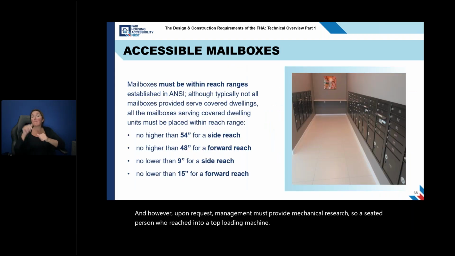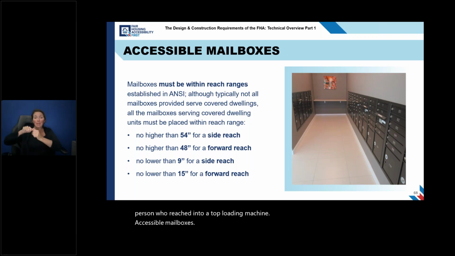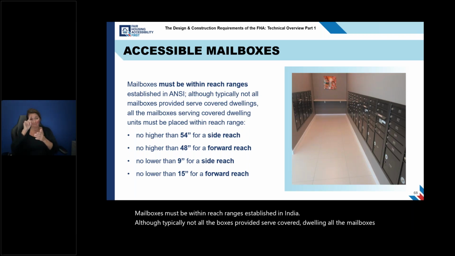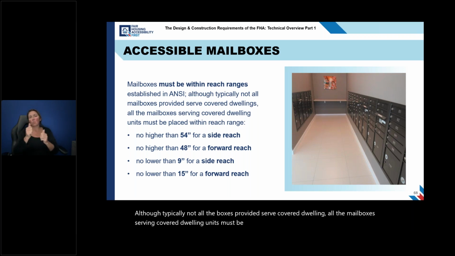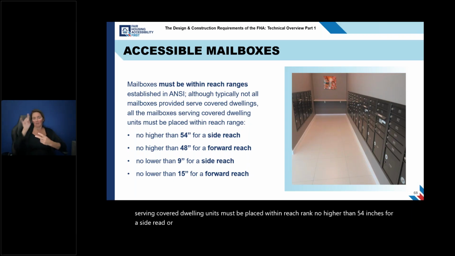Accessible mailboxes. Mailboxes must be within reach ranges established in ANSI. Although typically not all the boxes provided serve covered dwellings, all the mailboxes serving covered dwelling units must be placed within reach range. No higher than 54 inches for a side reach or 48 inches for a forward reach, and no lower than 9 inches for a side reach and 15 inches for a forward reach.